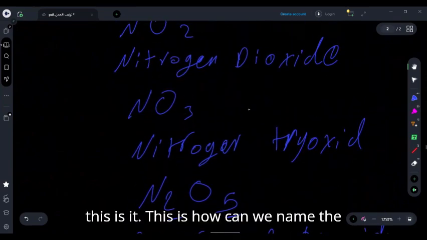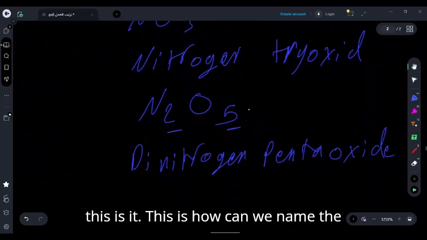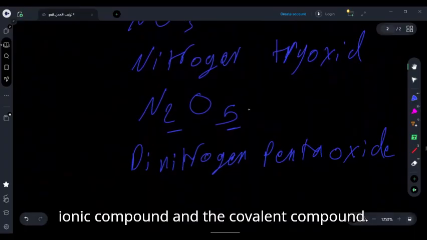Okay, this is it. This is how we name the ionic compound and the covalent compound.